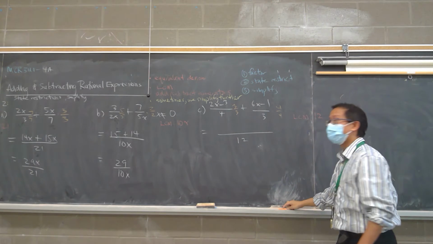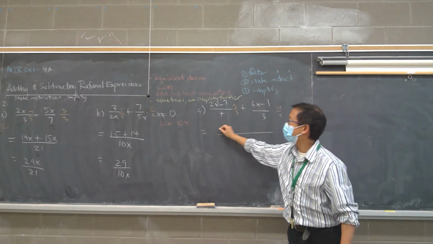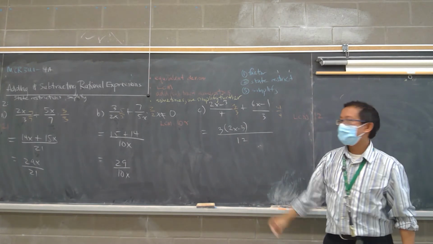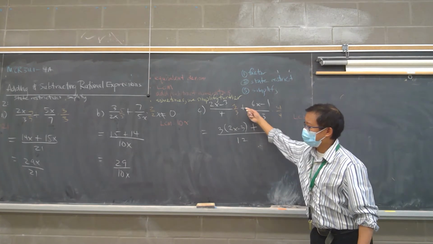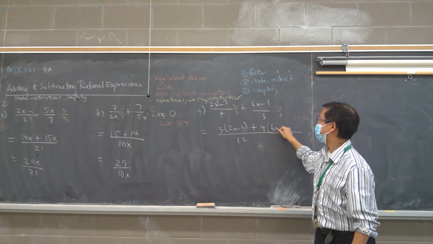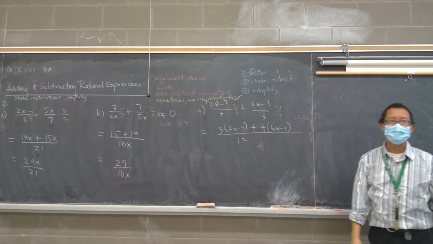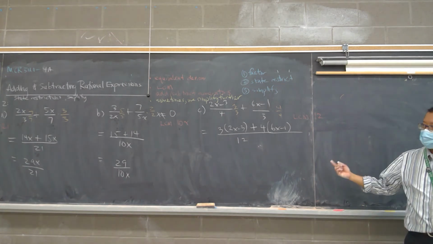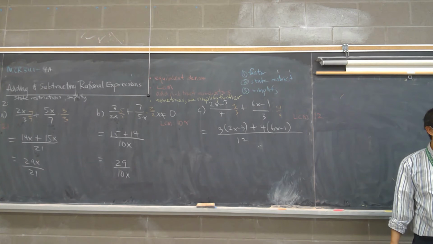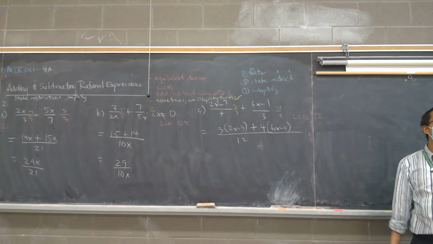Some students actually go this slowly just to be careful. 3 times that 2x minus 3, plus, that's this plus sign, 4 times 6x minus 1. Notice, this question is a little bit more challenging than the previous two. So I think a lot of you know what you have to do now.